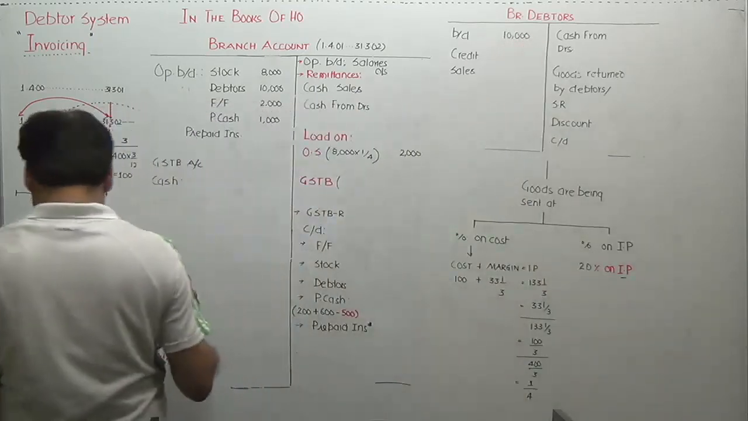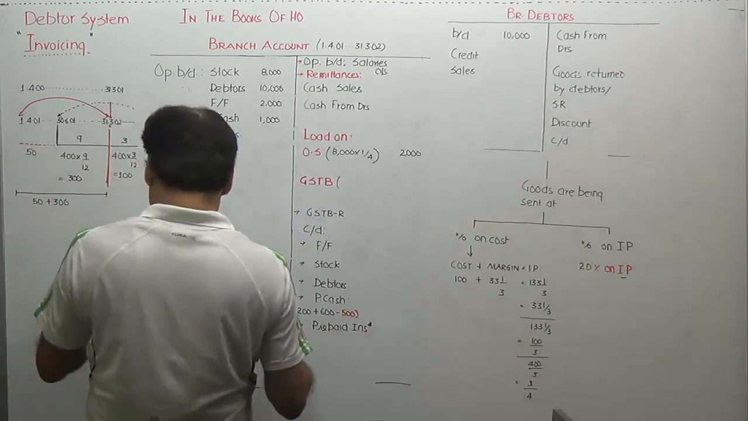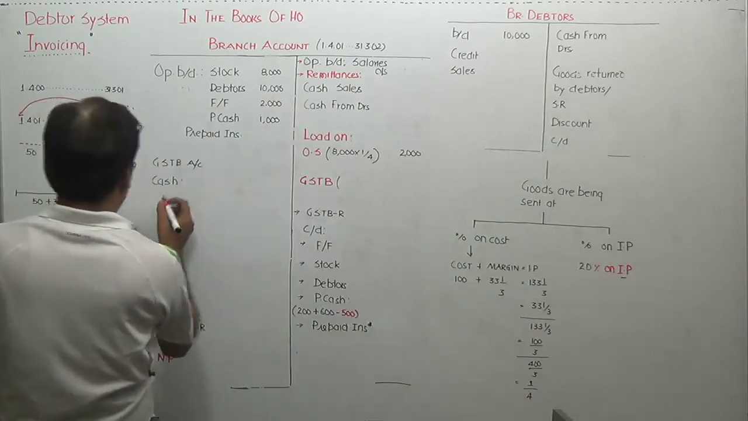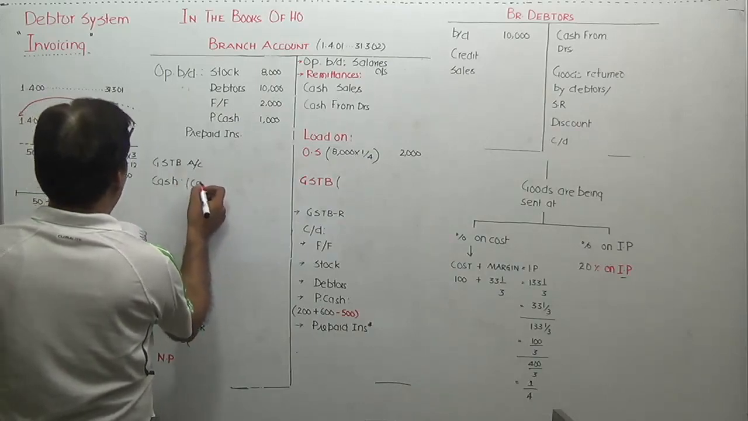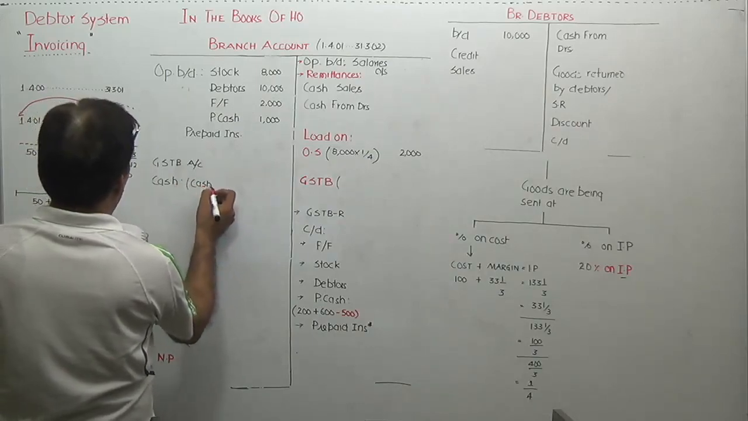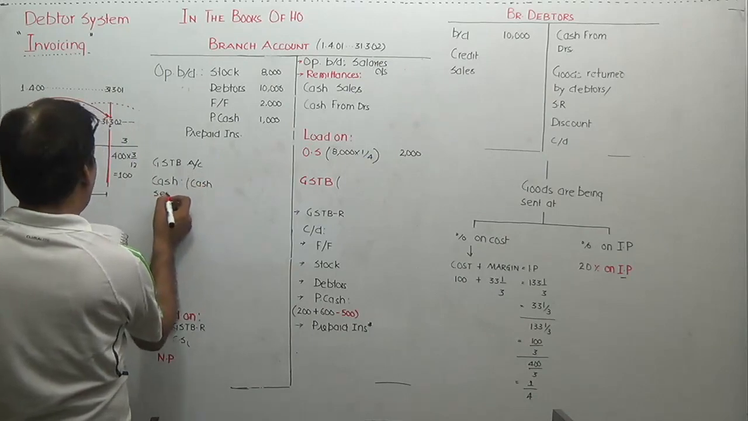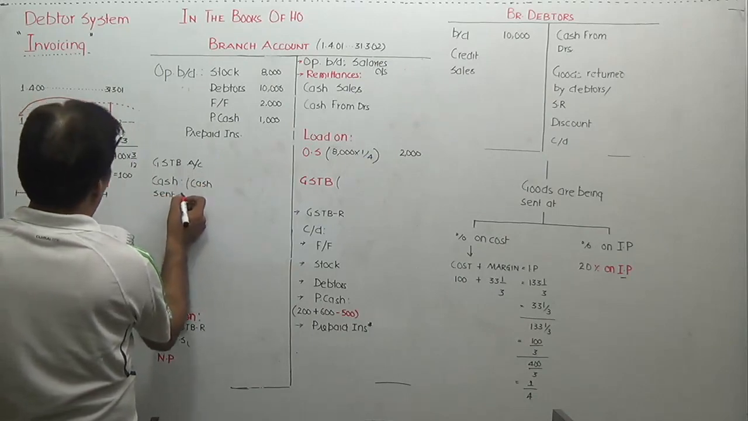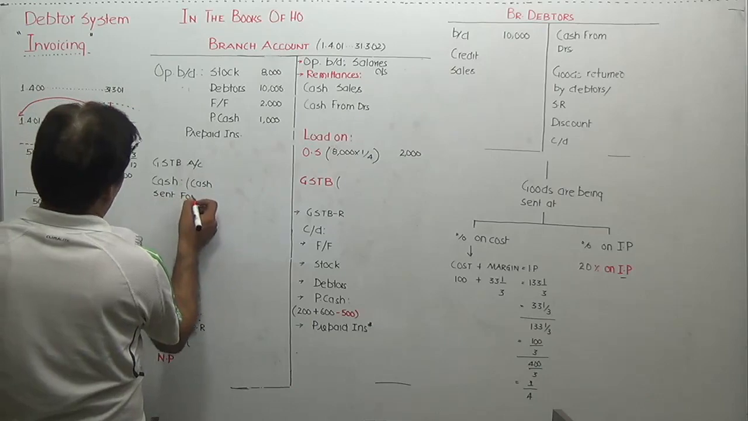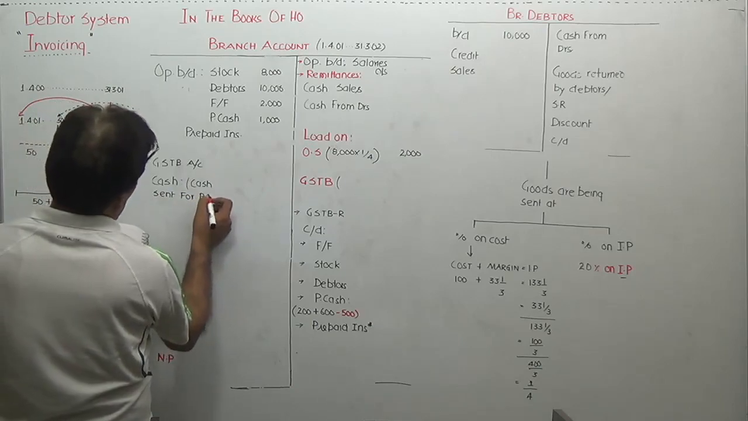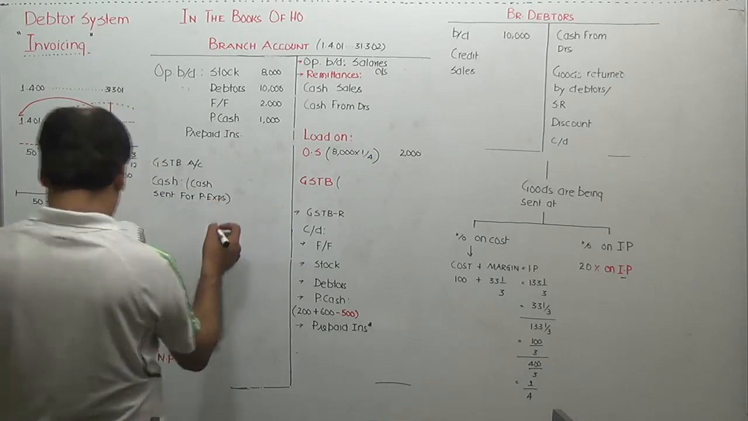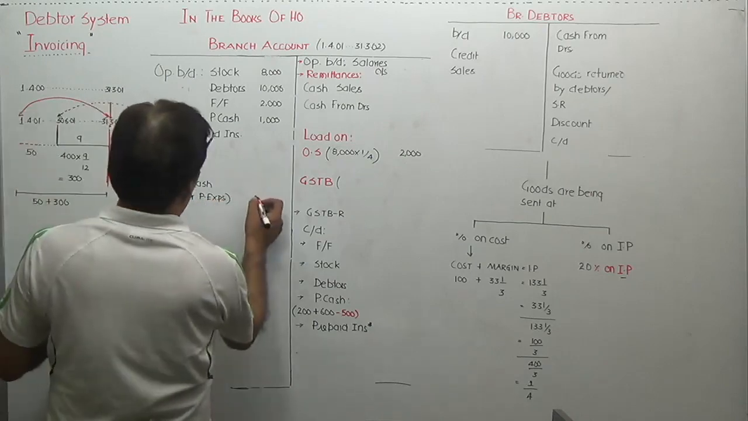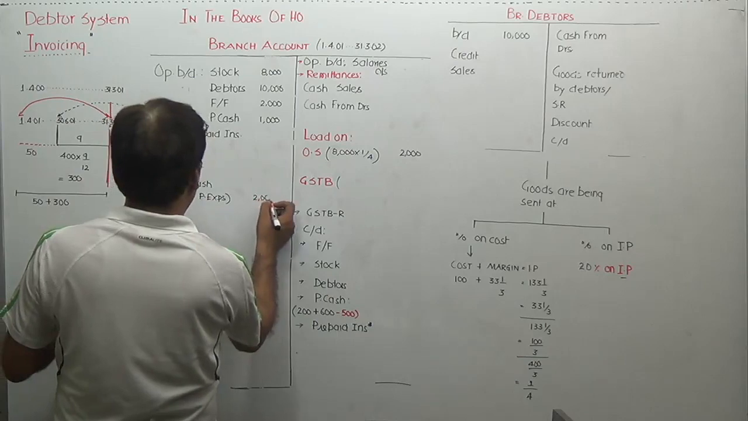Then you have been given in this case cash sent by head office for petty expenses. So you will write to cash. In brackets you can write cash sent for petty expenses. Cash sent for petty expenses, how much is it? In this case, it happens to be 2,000. So you are going to write here 2,000.